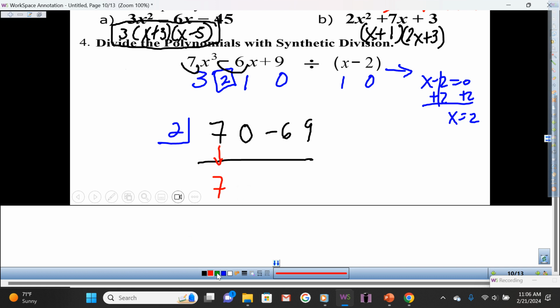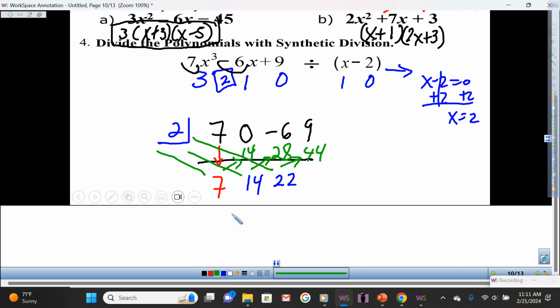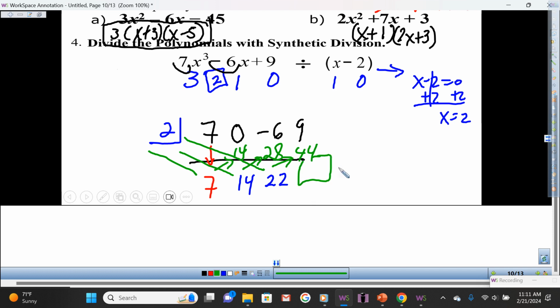And let's start our multiplication. Here we go. What is 2 times 7? 14 goes there. Combine. That's still 14. Do it again. 2 times 14 is 28. Combine. That gives us 22. Again, let's multiply. 2 times 22, that gives us 44. Combine, and we have a remainder of 53.